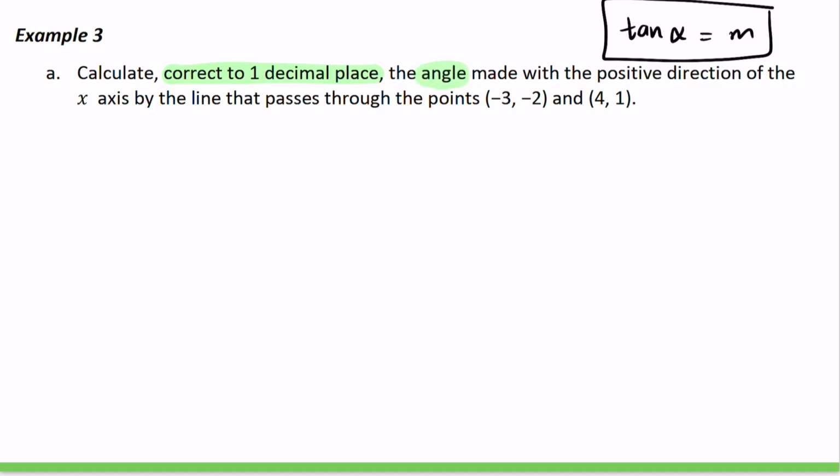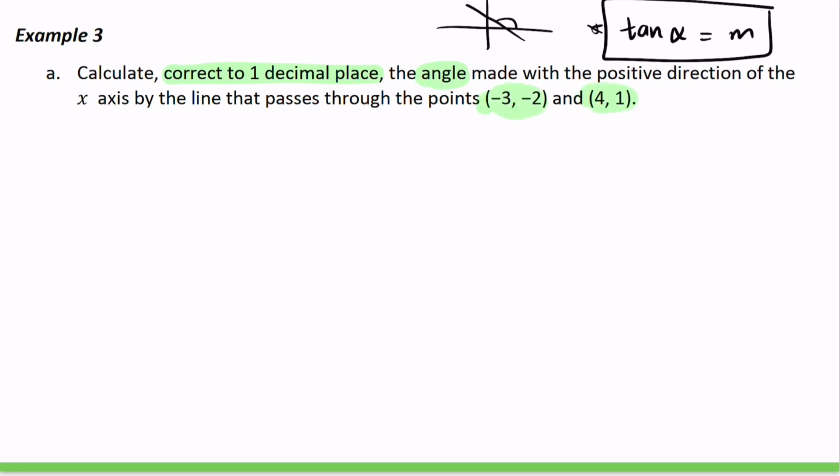The angle has indicated that I'm going to be using this tan formula over here, made with the positive direction of the x-axis. This is just a matter of language. What that means is that when I have a particular line, it's with the positive angle of the x-axis, so we're talking about that part. You won't really need to focus on that until a little bit later on. And what we do know is that it passes through these 2 points here.